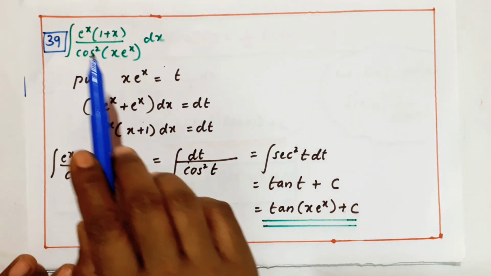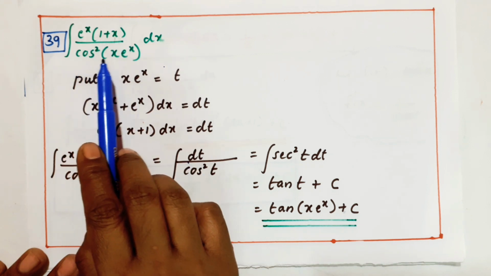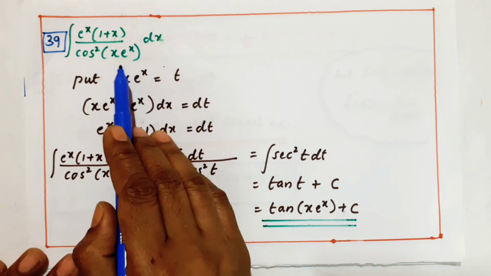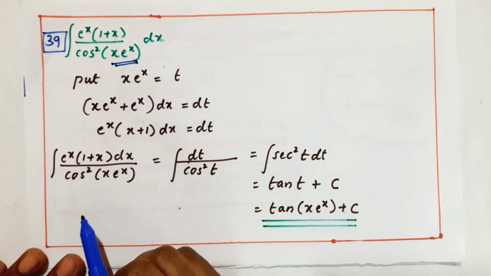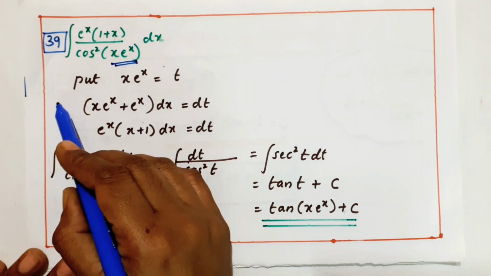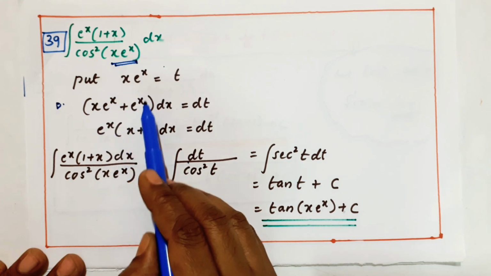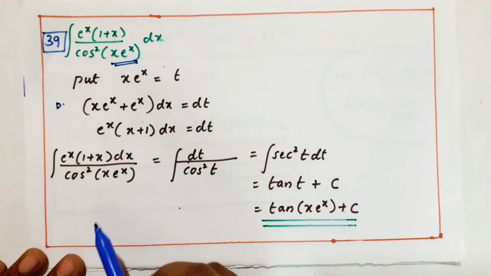Next question. Integral of eˣ (1 + x) by cos²(x eˣ) dx. Here also you should get an idea. Something should be coming as common. So here what I am doing is, the term in the bracket, x eˣ, equal to t, I am substituting. This is in the form of product rule. We need to differentiate. If you differentiate, x eˣ plus eˣ into differential of x, which is 1, into dx equals dt.